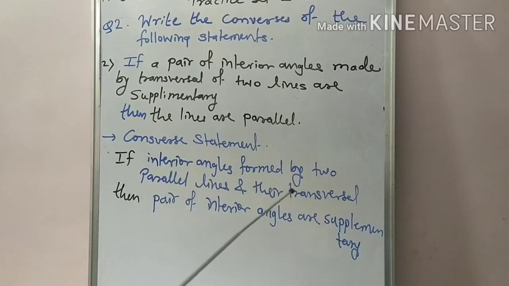If the interior angles are formed by two parallel lines and their transversal, then the pair of interior angles are supplementary. This is its converse statement. As you observe, the then part, 'the lines are parallel', comes after if, so we write: if interior angles are formed by two parallel lines and their transversal. And the given if part, that the interior angles are supplementary, we write after then: then the pair of interior angles are supplementary.